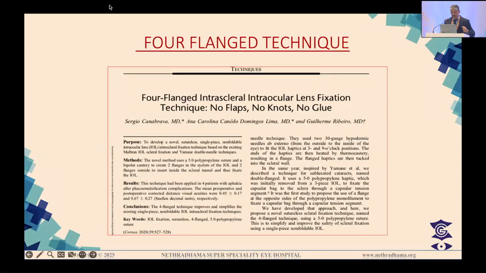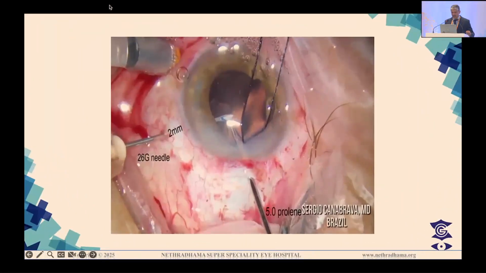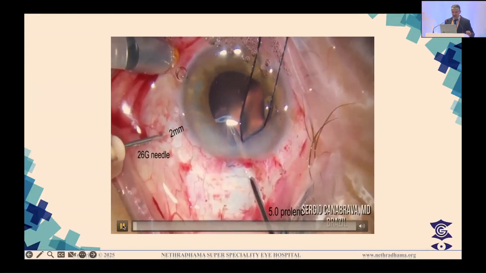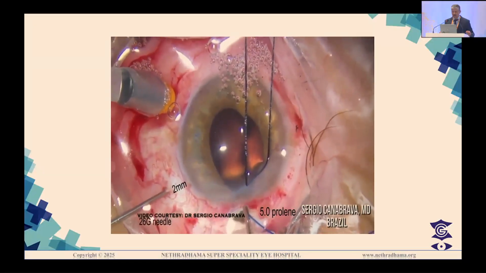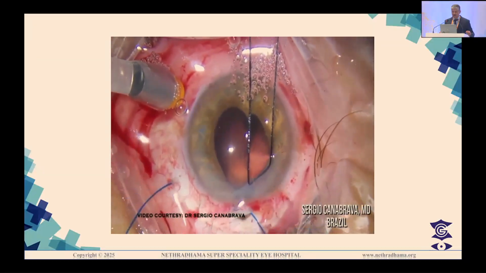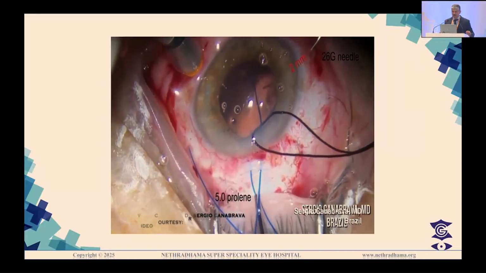Canabrava described the 4-flange technique. Again, it's becoming popular because of its simplicity. You need calipers, 27 gauge needles, 6/0 polypropylene sutures. The IOL is a PMMA IOL with eyelets, and a thermal cautery. In this technique, basically what he does is he introduces a 26 gauge needle and railroads the proline inside the eye and then pulls it out. That is done on either side, diametrically opposite each other.